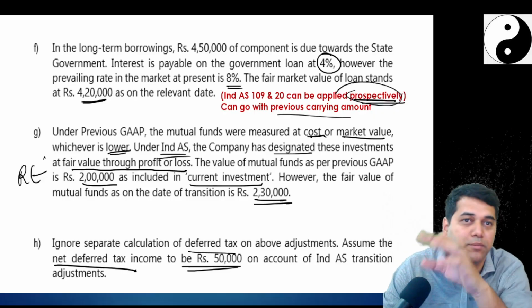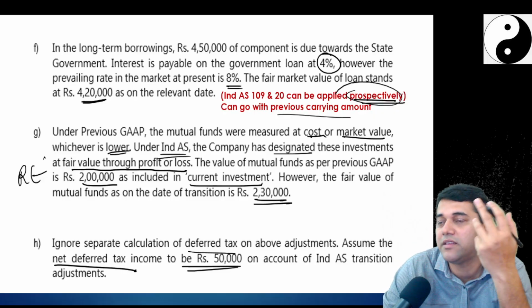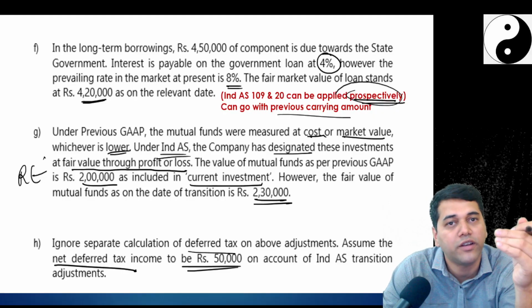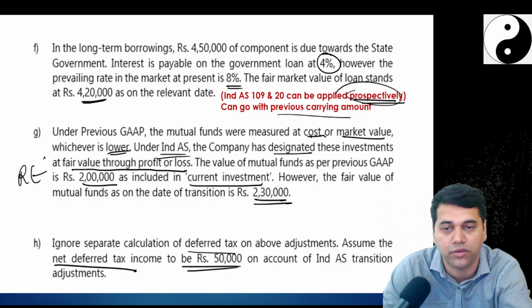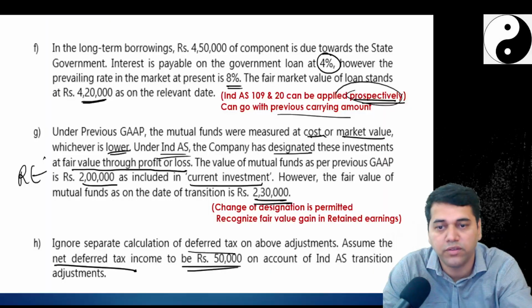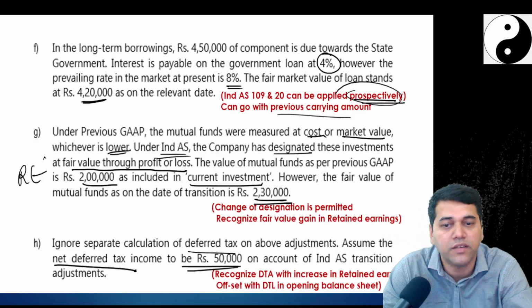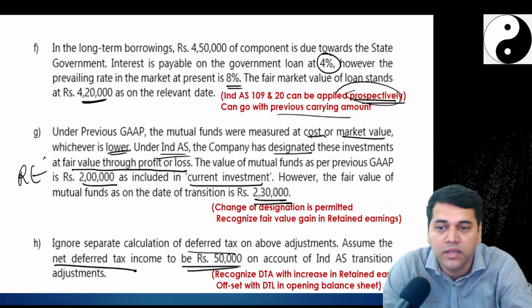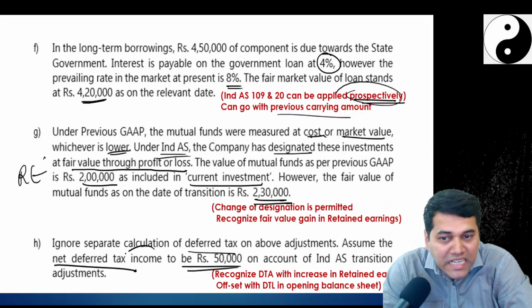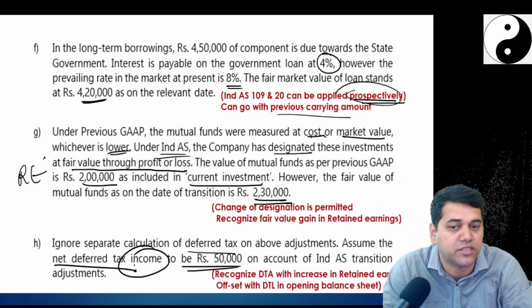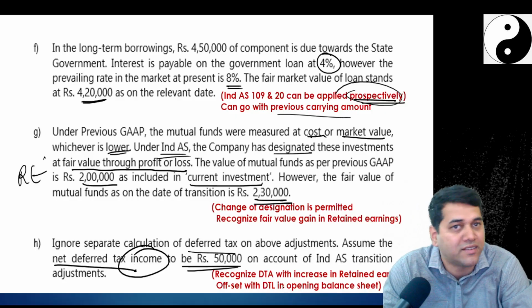Where all deferred tax impacts are going to come, no? Previously they said ignore it. Now they said on a net basis you move with the 50,000. So what are we supposed to do here? Recognize deferred tax asset with increase in the retained earning because it is a net deferred tax income, they said, means deferred tax asset. And if you have got a deferred tax liability, you offset.